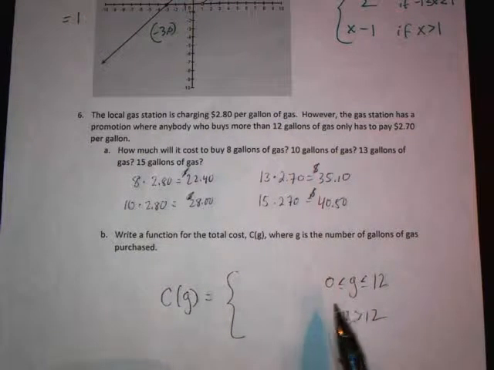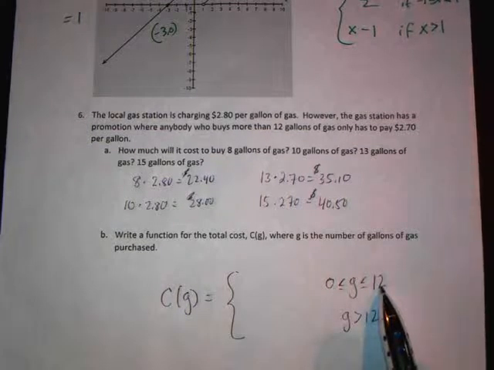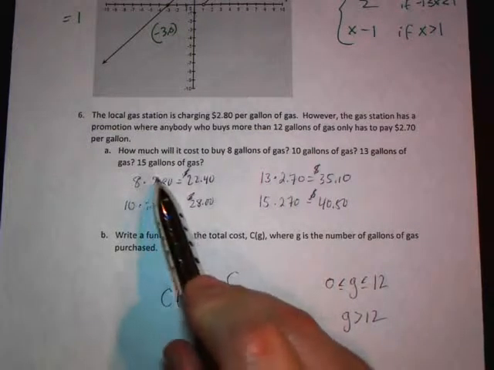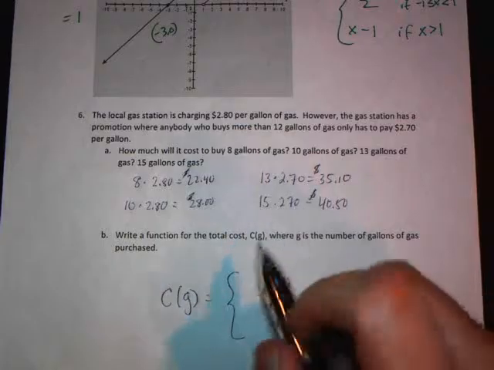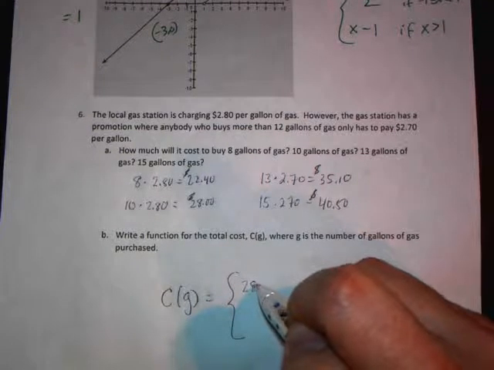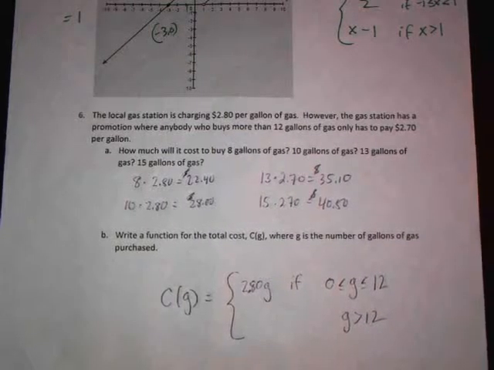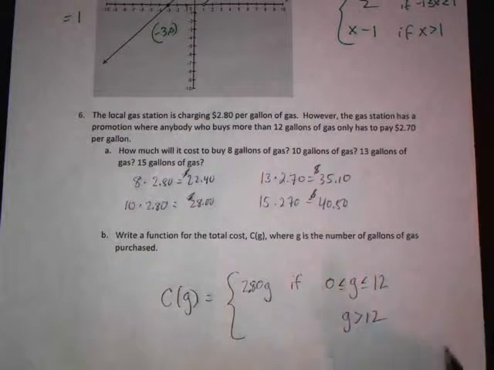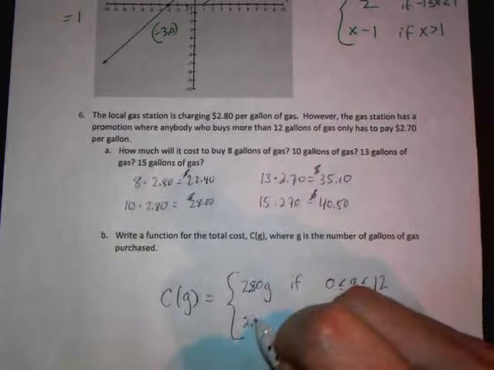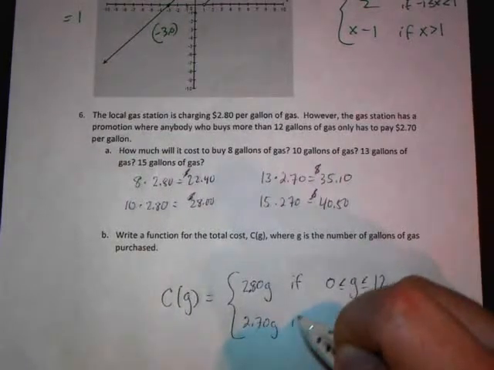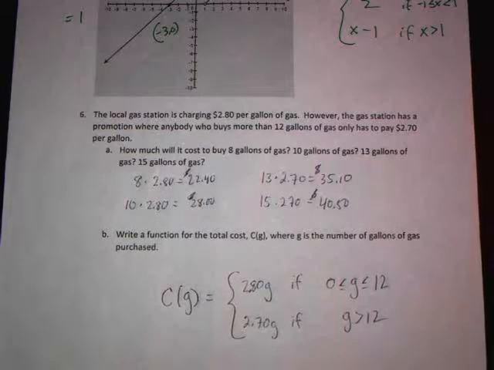If I buy between 0 and 12 gallons of gas, I have to pay $2.80 for each gallon. So that means I'm going to pay $2.80 a gallon. Conversely, if I buy more than 12 gallons, I only pay $2.70 a gallon, so I'm going to have 2.70 G.